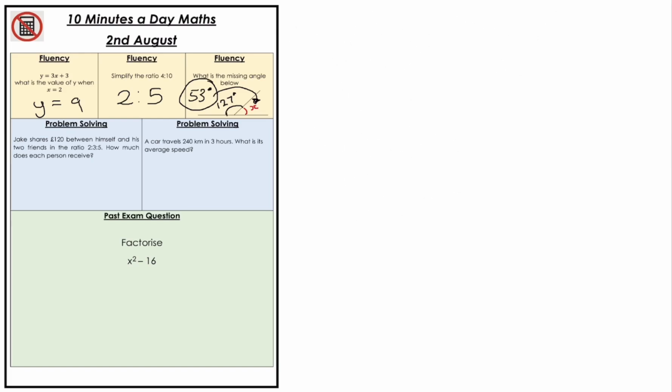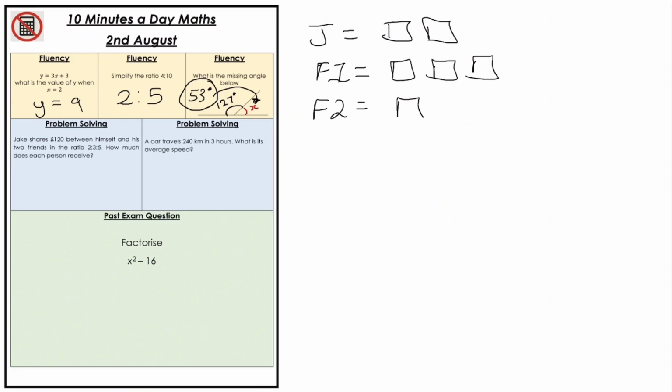All right, let's have a look at the next one. Jake shares £120 between himself and his 2 friends in the ratio 2 to 3 to 5. How much does each person receive? Now, I'm a person who always loves to draw out sharing ratio. So we've got Jake, and Jake gets 2 parts of the ratio. Then his 2 friends, friend 1 and friend 2. Friend 1 gets 3, and then we've got 5.